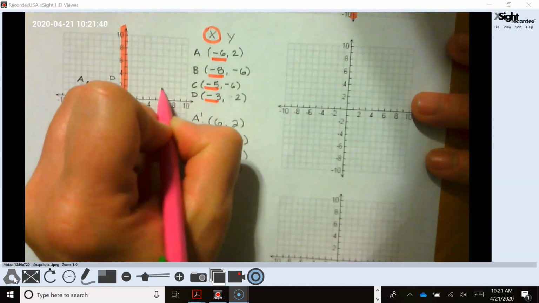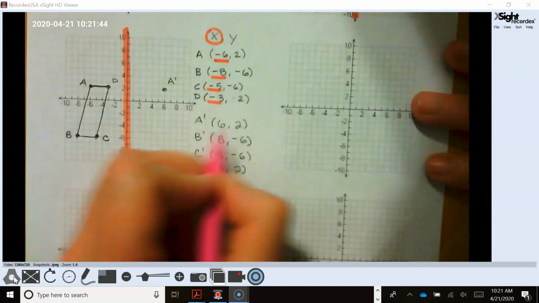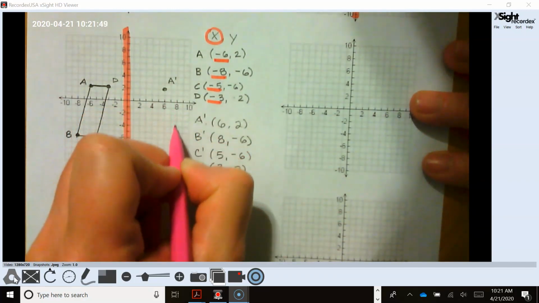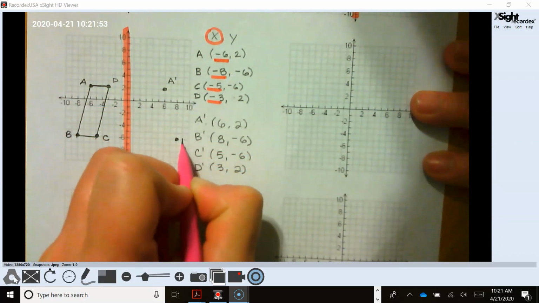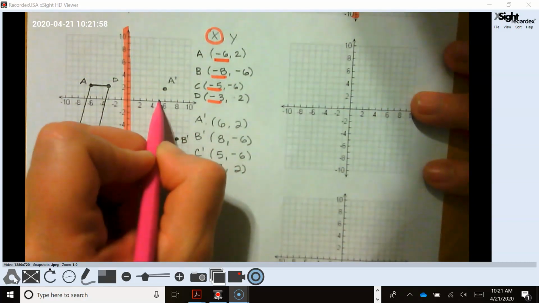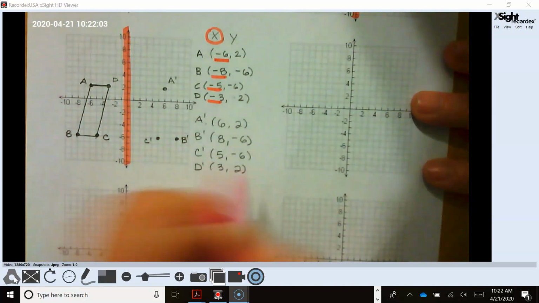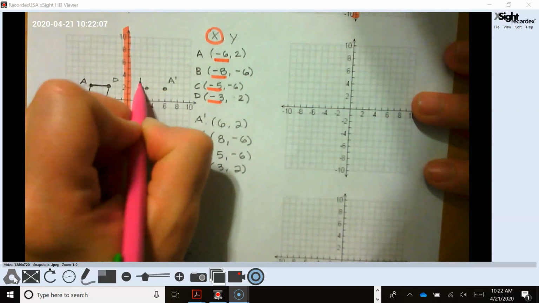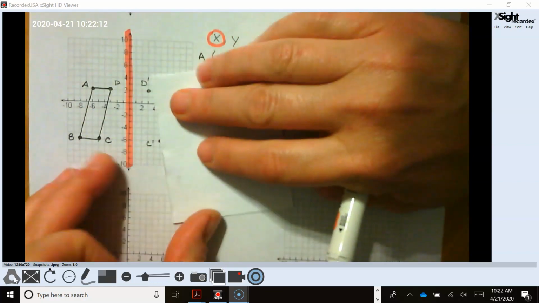So for A prime, we're going to run over 6. We're going to jump up 2. There's A prime. B prime, we're going to run over 8, and we're going to fall down 6. It looks like that's right there. There's B prime. C prime is at +5, -6. And D prime is at +3, +2. So let's connect those dots.